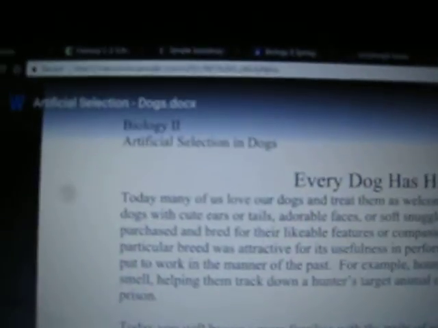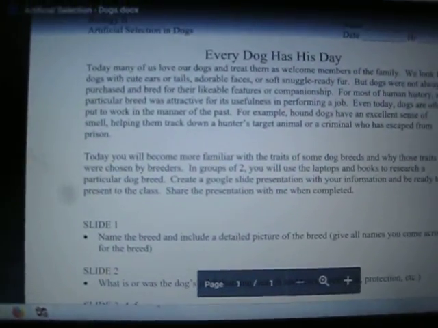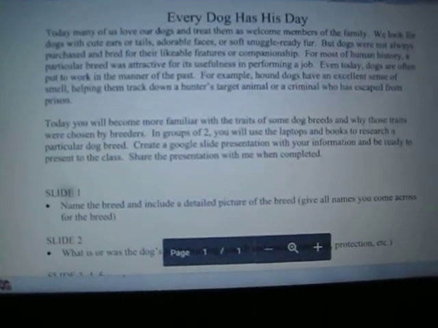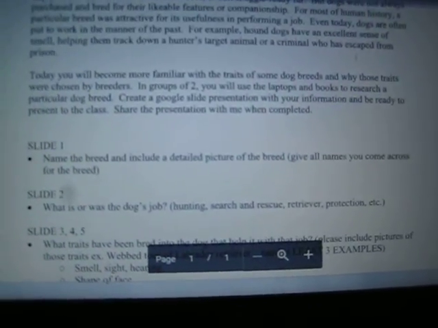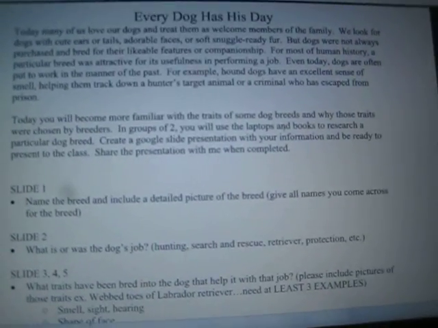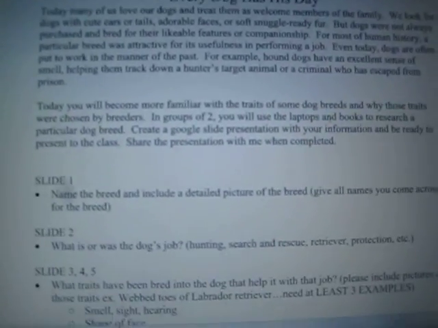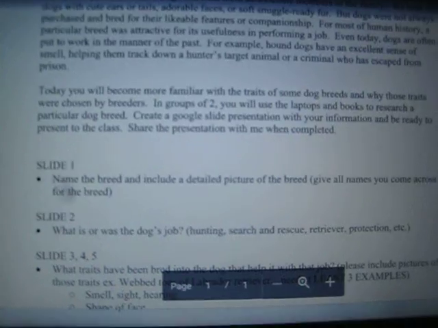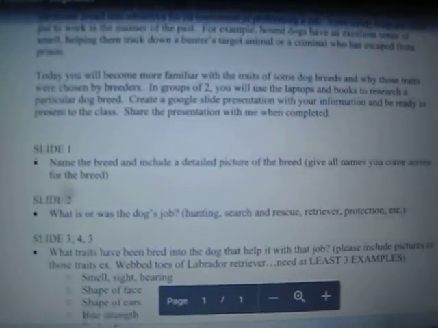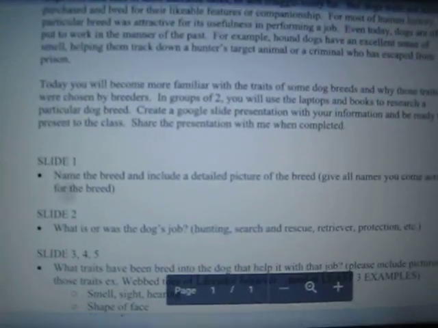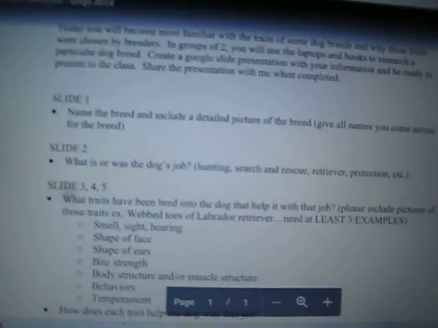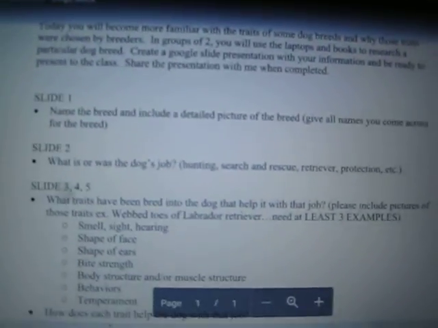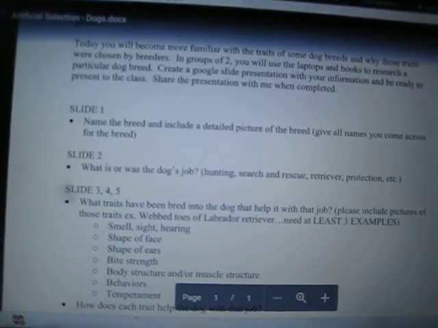So we have a nice little introduction here on Every Dog Has Its Day, and they talk a little bit about dogs. They're cute and cuddly and snuggly and all those other good things, but a lot of dogs were originally bred to do jobs or to do work or to help humans, as you probably saw from the Neil deGrasse Tyson video, or maybe some of you like to hunt, maybe some of you have researched the purebred dog that you have. And so basically what you're going to do is research your dog and create a Google Slides presentation with your information and be ready to present it to the class.